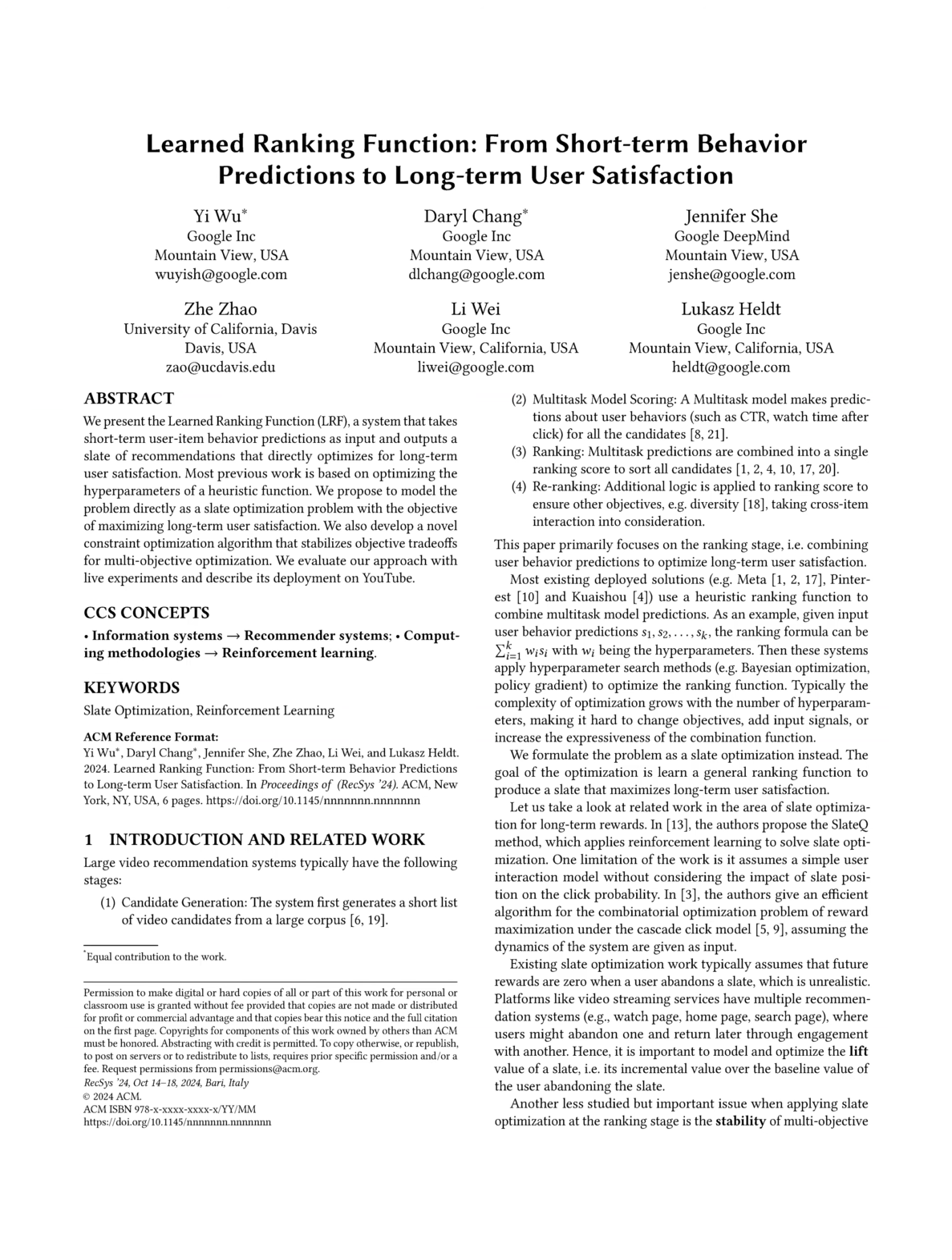This approach allows for a more dynamic and stable multi-objective optimization by explicitly modeling user-slate interactions and the abandonment value, thus maximizing cumulative rewards across various objectives. Additionally, the LRF employs a constrained optimization algorithm based on dynamic linear scalarization, ensuring consistent trade-offs among objectives, even when changes are made to the algorithm. This results in improved performance metrics and stability compared to the previous heuristic methods.